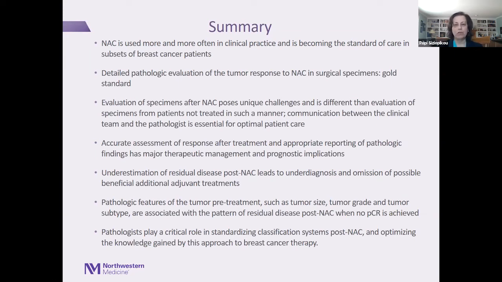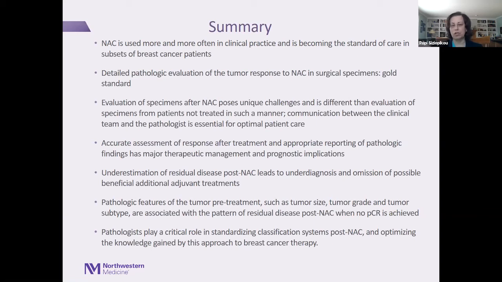Detailed pathologic evaluation of the tumor response to neoadjuvant chemotherapy in surgical specimens still remains the gold standard. Evaluation of specimens after neoadjuvant chemotherapy poses unique challenges and is different than the evaluation of specimens from patients not treated in such a manner, which stresses the importance of communication between the clinical team and the pathologist for optimal patient care. Accurate assessment of response after treatment and appropriate reporting of pathologic findings has major therapeutic implications for management and the prognosis of the patients.